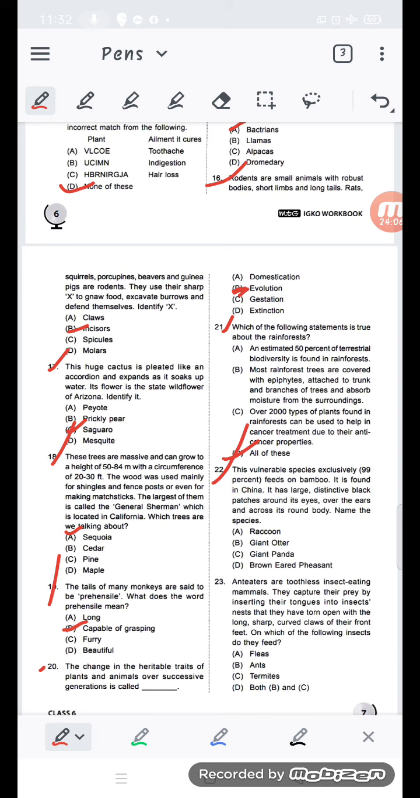So let us see. A, raccoon. No, a raccoon also has black eyes, but it does not live on bamboo. Giant otter. No, giant panda. A panda is also black and white, and it is seen hugging the bamboo tree when you see the images. I think it's option C, giant panda. D, brown-eared pigeon. No, brown we are not talking about, we are talking about black. So here option C is the correct answer, giant panda.